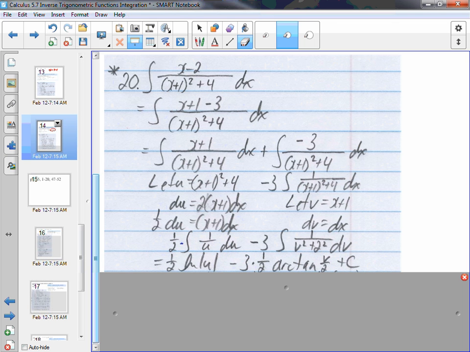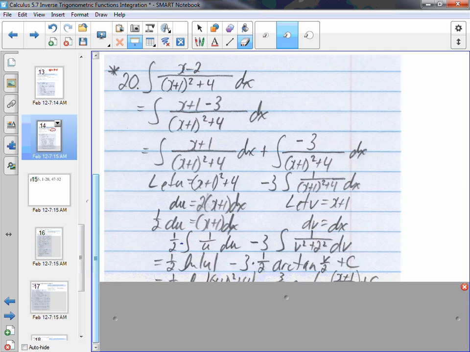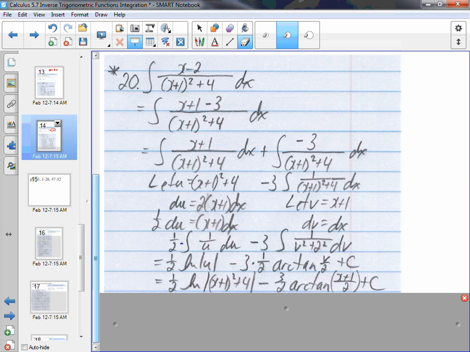And it's almost all over but the shouting. Yep, let's put our x's back in. So that'll be 1/2 times the natural log of x plus 1 quantity squared plus 4, minus, and then 3 times 1/2 is 3/2 times the arctangent. Instead of v over 2, it'll be x plus 1 over 2, plus c.